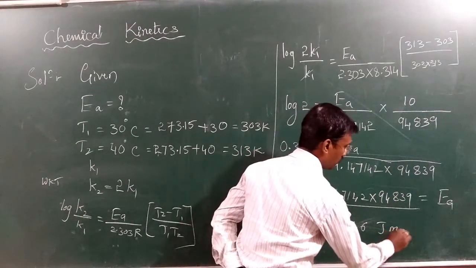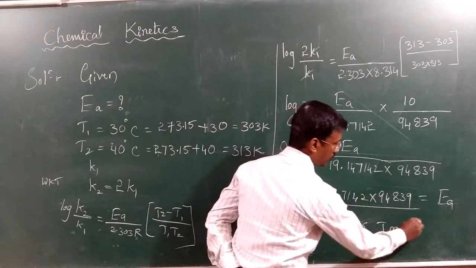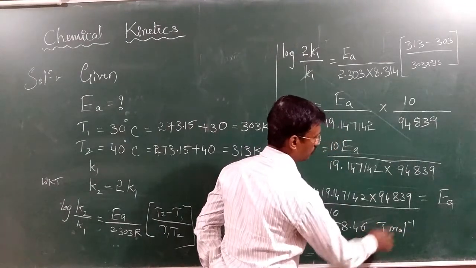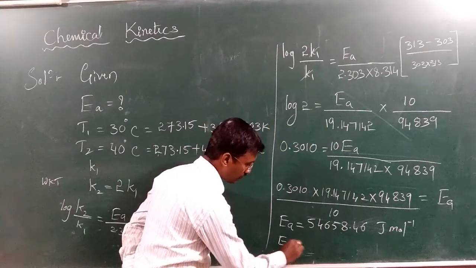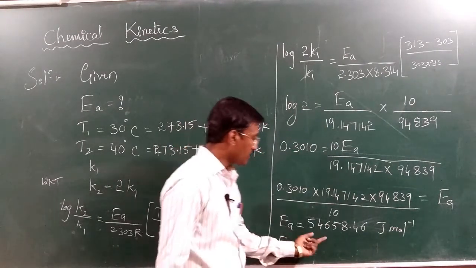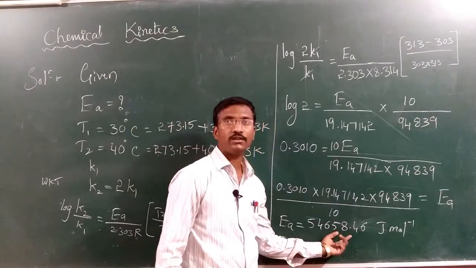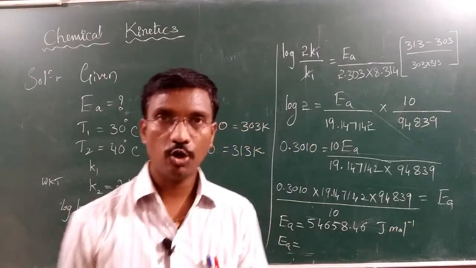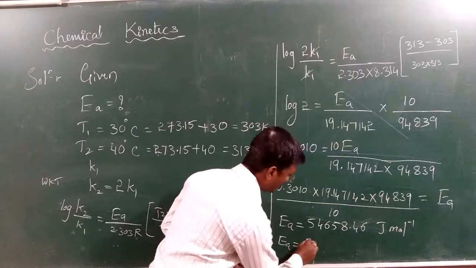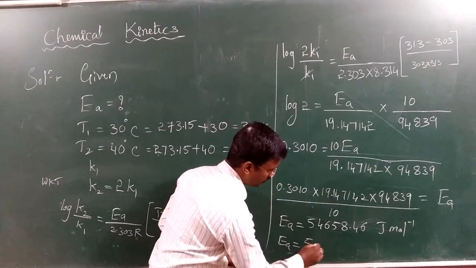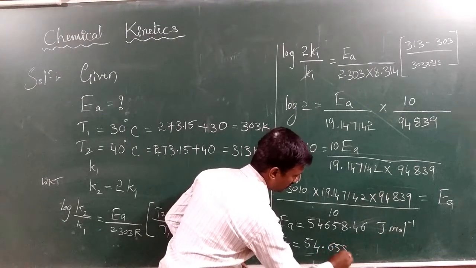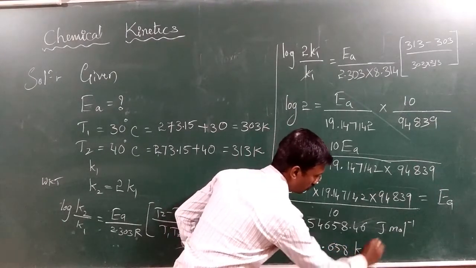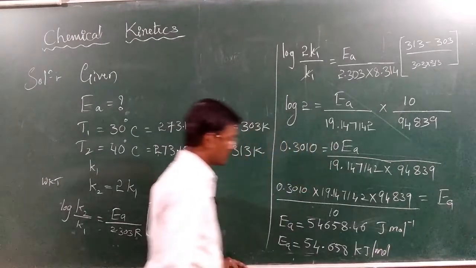Joule per mole. Same thing as in the last problem: if the numerical value is larger, we can convert into kilojoule by dividing by 1000. The decimal point shifts three places. Therefore, 54.658 kilojoule per mole. So this is the final answer.